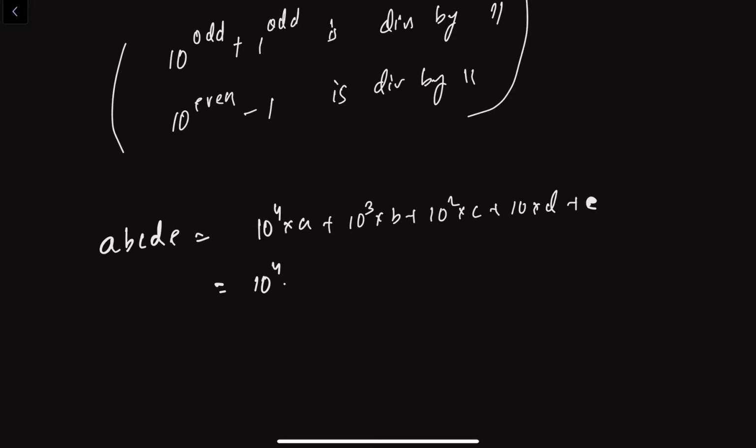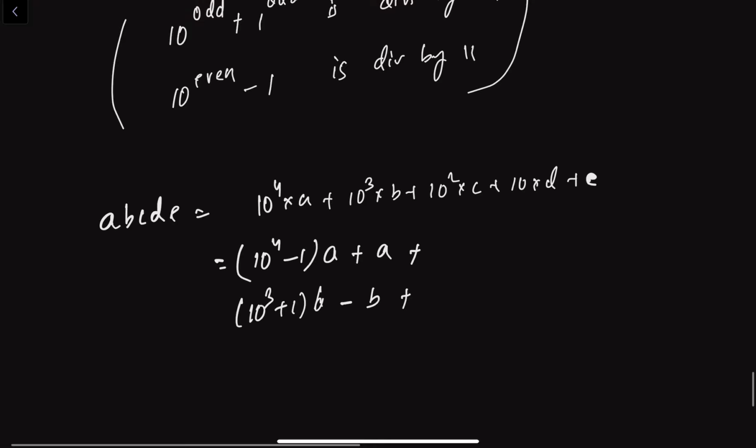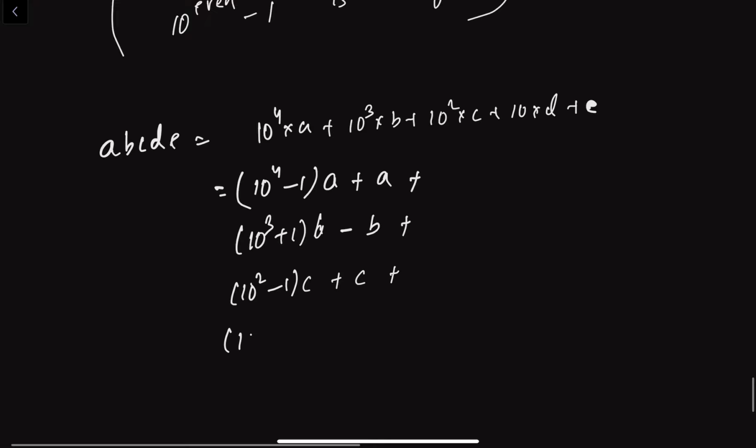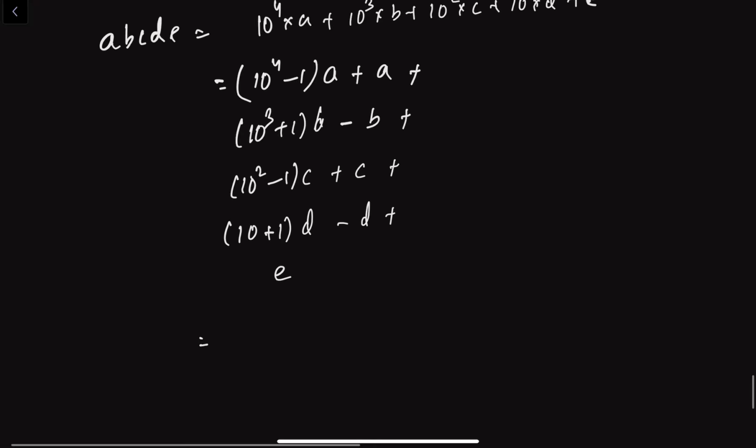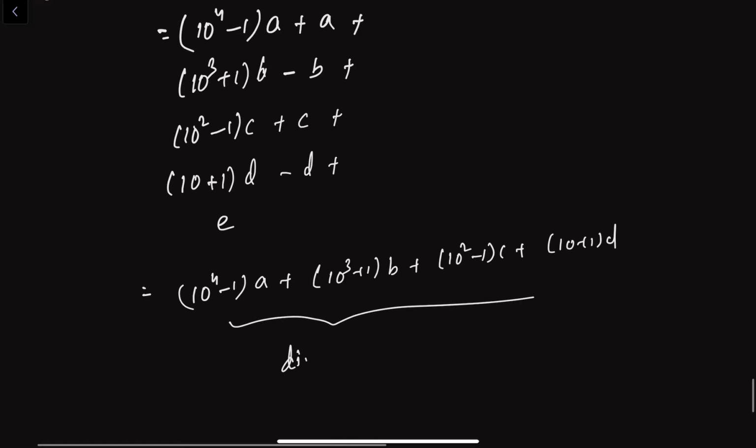So if I add and subtract, basically here if I am subtracting, and for 10 cube I am adding, so I need to subtract b, and for 10 square into c I am subtracting c, so plus c, and for this it is 10 plus 1 into d minus d plus e. So if we try to see, 10 to the power 4 minus 1 into a plus 10 cube plus 1 into b plus 10 square minus 1 into c plus 10 plus 1 into d, this part is divisible by 11.